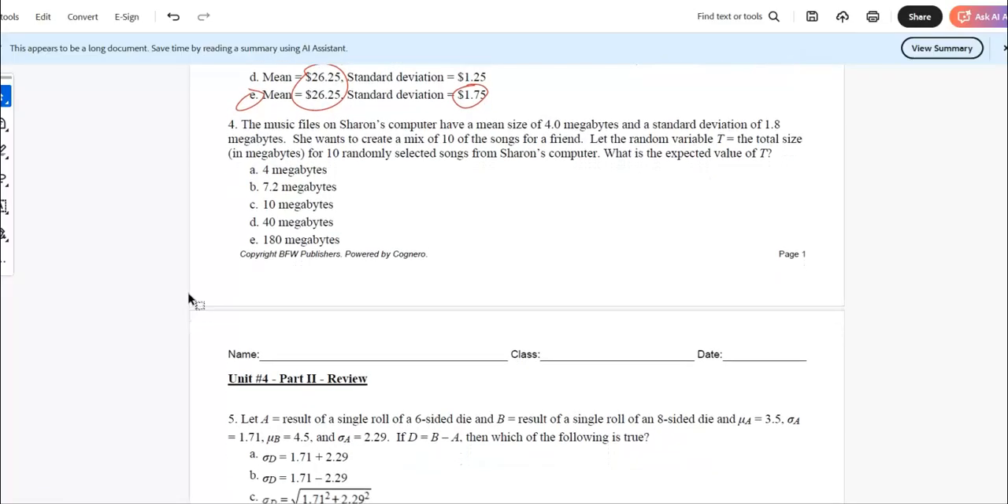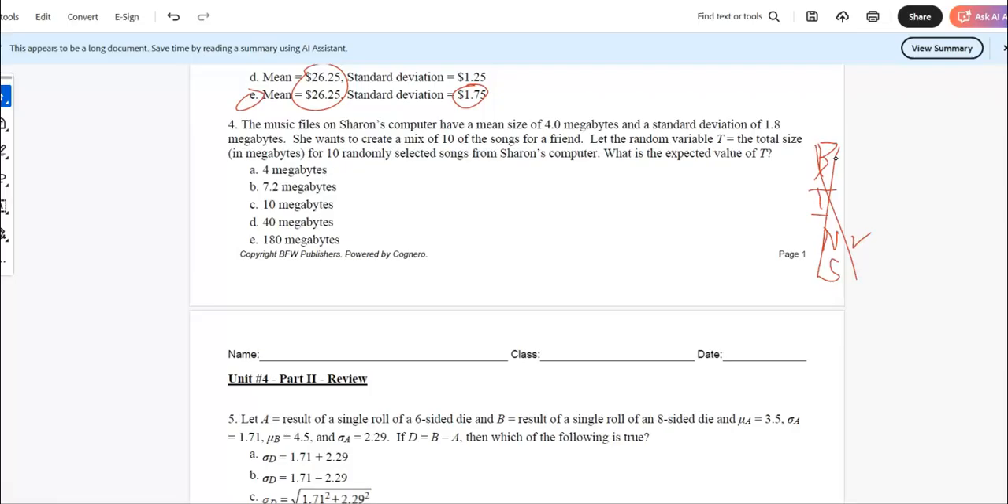The music files on Sharon's computer have a mean size of 4 megabytes and a standard deviation of 1.8 megabytes. She wants to create a mix of 10 songs for a friend. Let the random variable T be the total size of the 10 randomly selected songs from her computer. What is the expected value of T? So is this binomial? That's my first question. So let's check the bins, right? She wants to mix 10 songs, so it does have a set number of trials. So it's definitely not binomial.